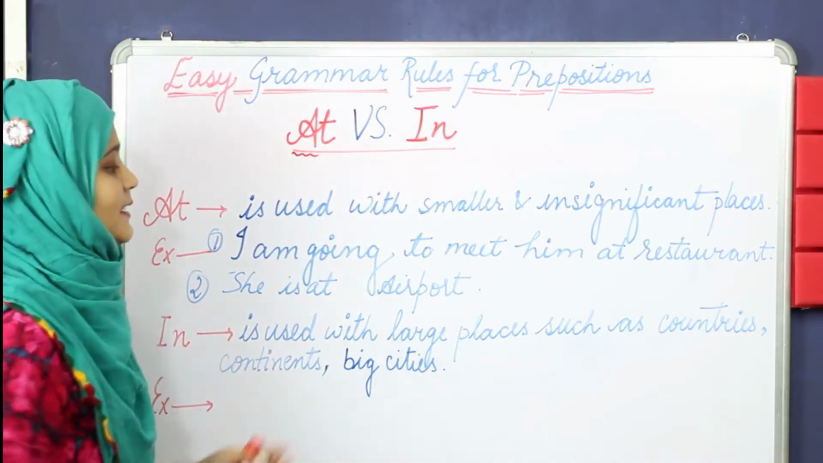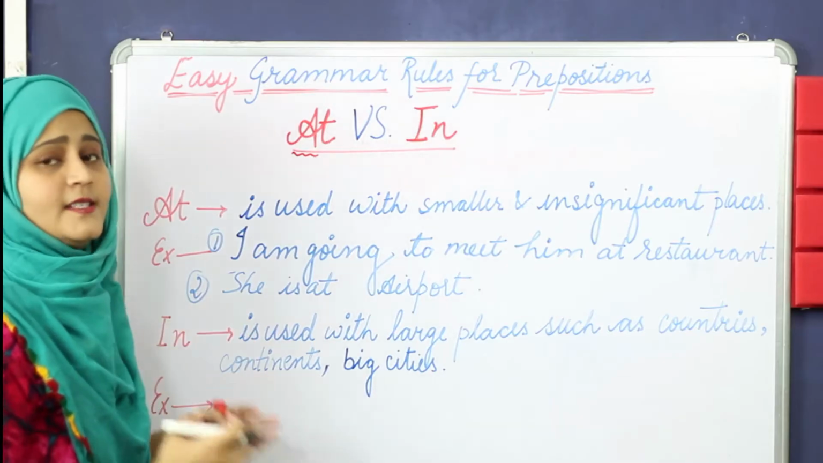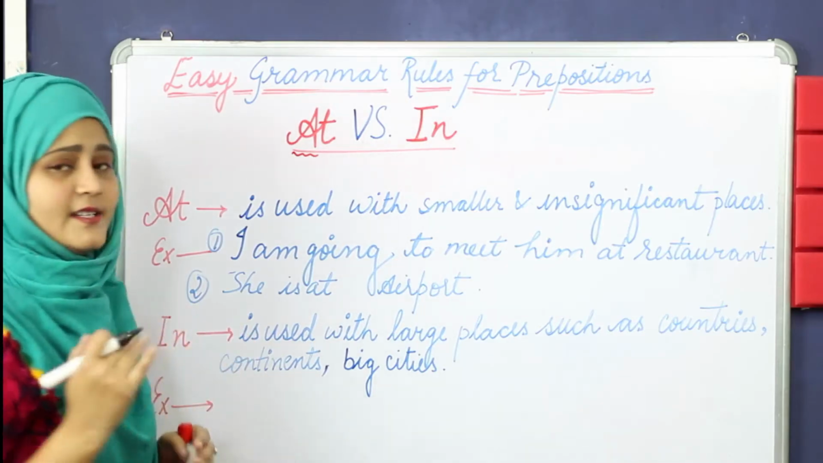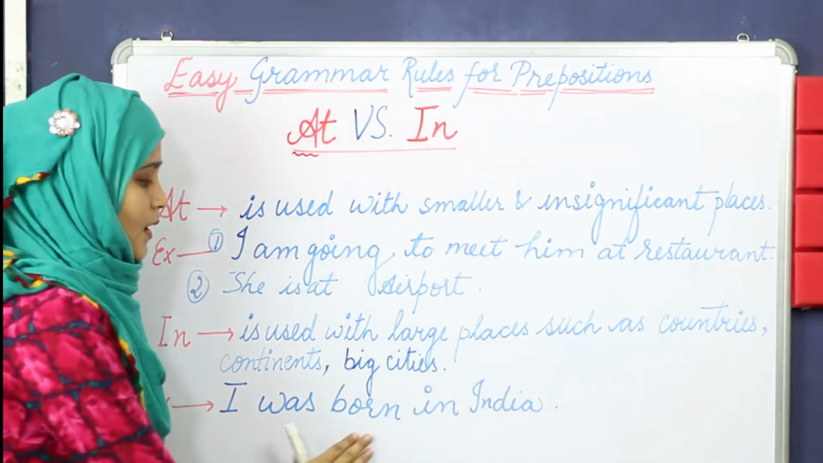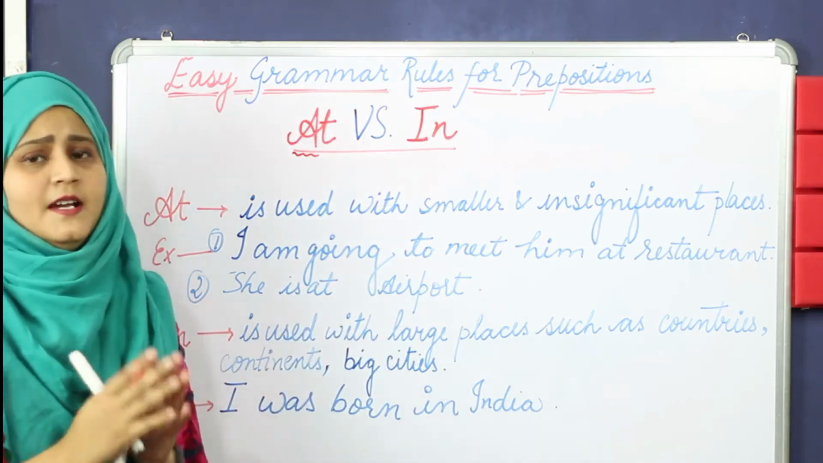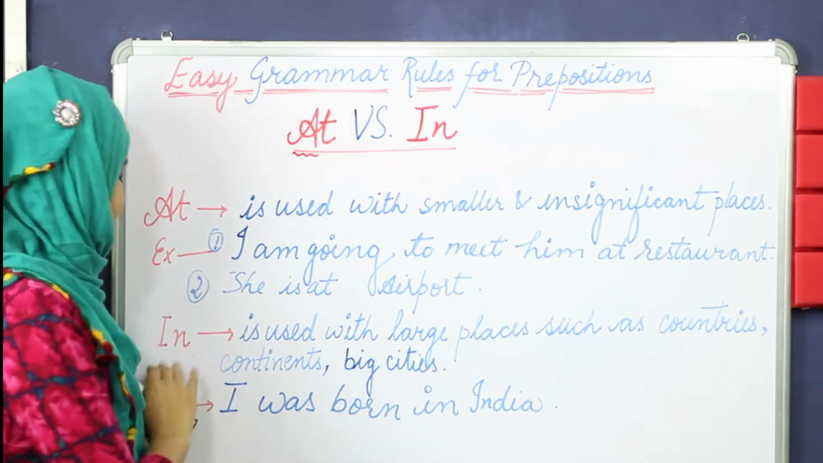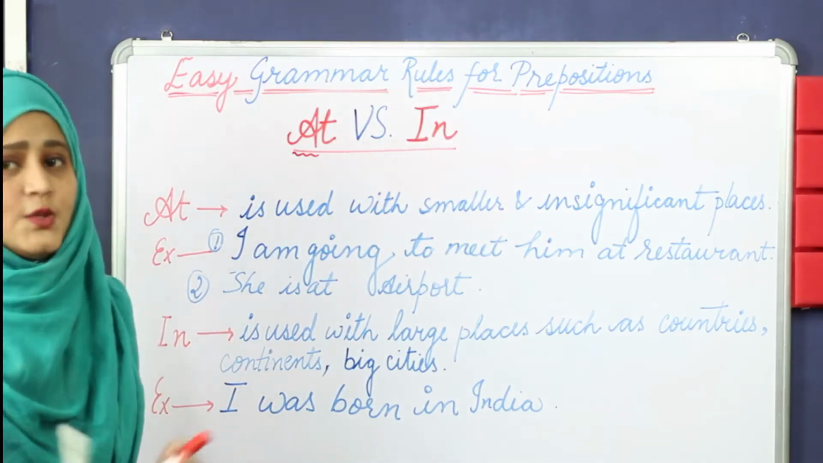In is used with large places such as countries, continents and big places. For example, I was born in India. She was born in Italy. Like that you can use these two things, at and in. Now let's see the next one.